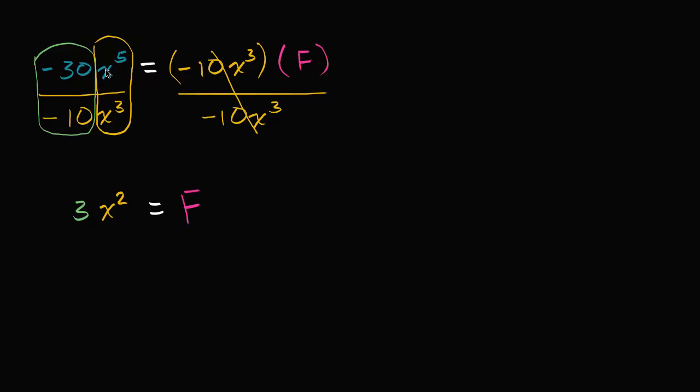Or you could say, hey, up on top, that's x times x times x times x times x. Five x's. Let me do it in that way. On top, you have x to the fifth, which is this. I always like to remind myself why the exponent properties even work. And then on the denominator, you have x times x times x, and these three x's are going to cancel, and you're just going to be left with x times x, which is just x squared. So you get f is equal to 3x squared.